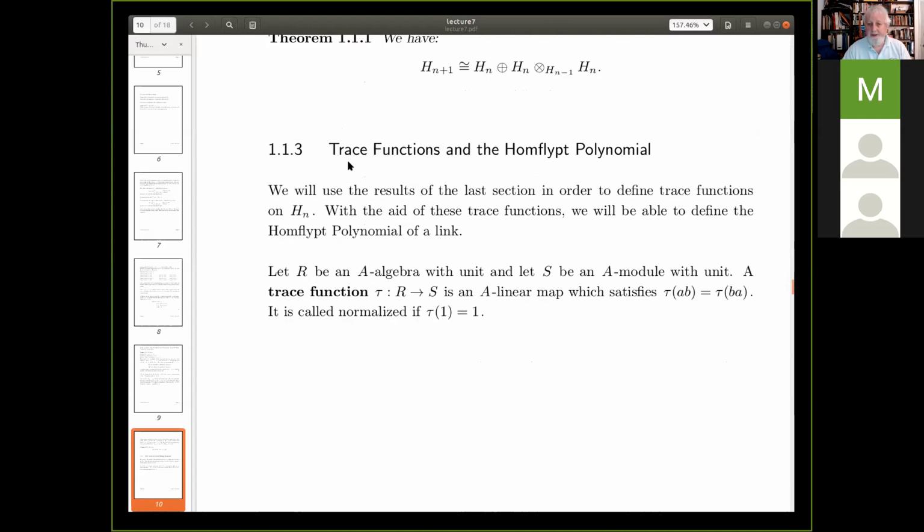Now, we want to define a trace function. Okay, now what is a trace function? A trace function is a linear map which satisfies tau of AB is the same as tau of BA, just like the normal trace of matrices, the sum of the diagonal elements. As we know, the trace of the product of two matrices doesn't matter which way around we multiply them, the trace is the same. And then we call it normalized if tau of 1 is 1.